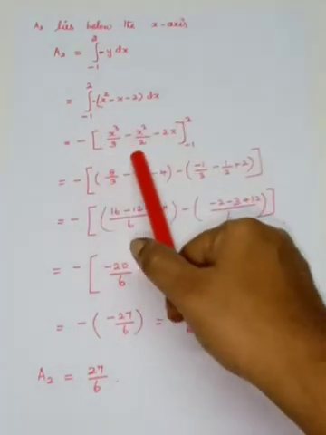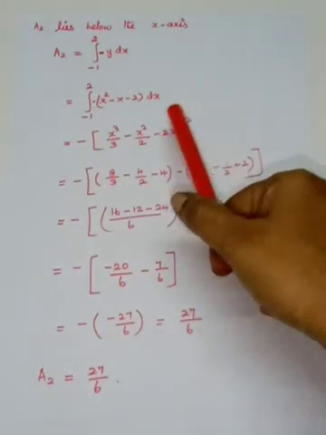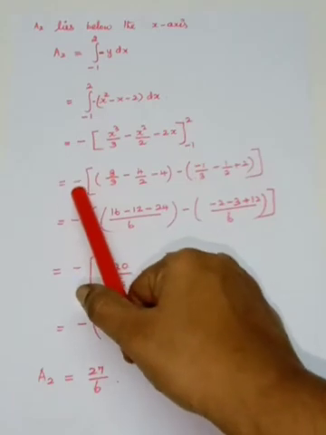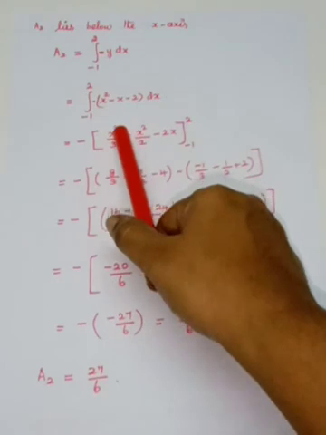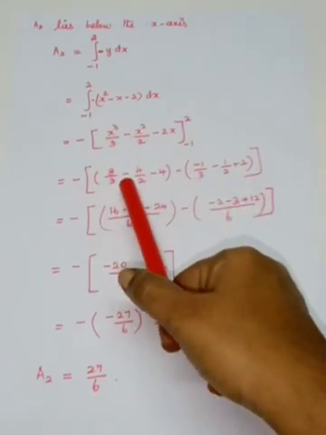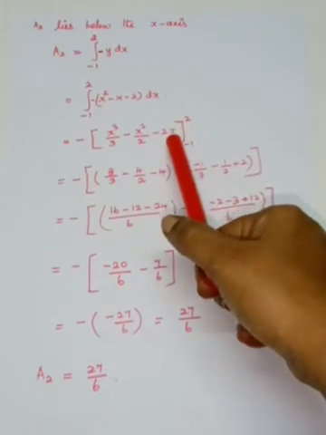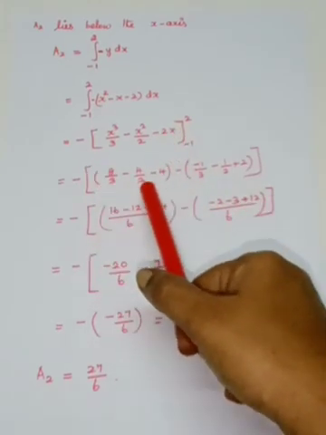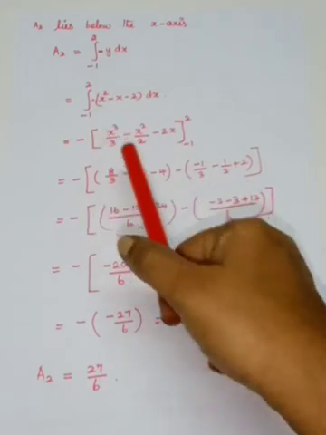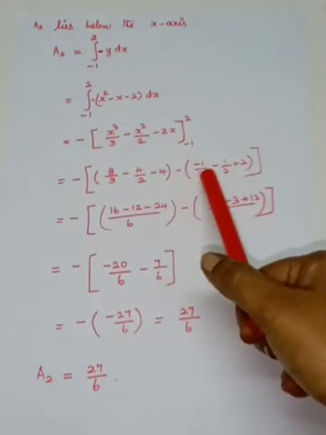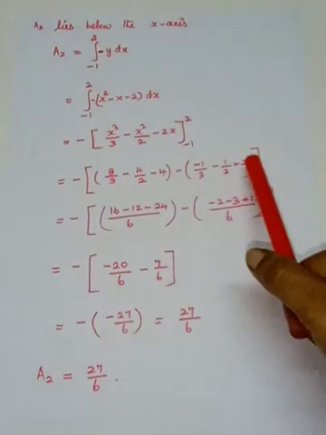I have already told about the integration, and the limits vary from minus 1 to 2. Don't touch this minus, just leave it as it is outside. So apply the upper limit. 2 cube is 8 by 3, minus 2 squared is 4, 4 by 2. Here if you substitute 2, it is minus 4. So the upper limit is over. Minus, now substitute the lower limit. Minus 1 the whole cube is minus 1 by 3, minus 1 by 2. Here if you substitute minus 1, minus 2 into minus 1 is plus 2.